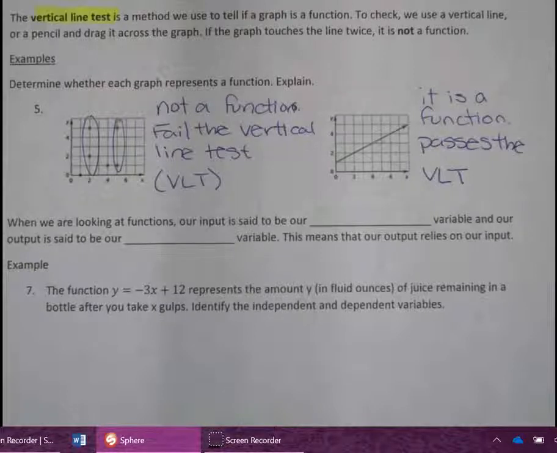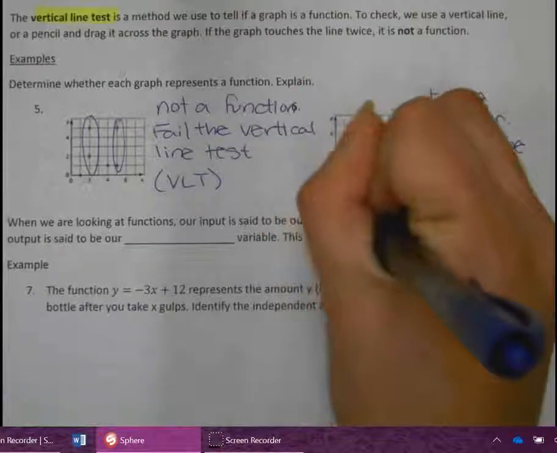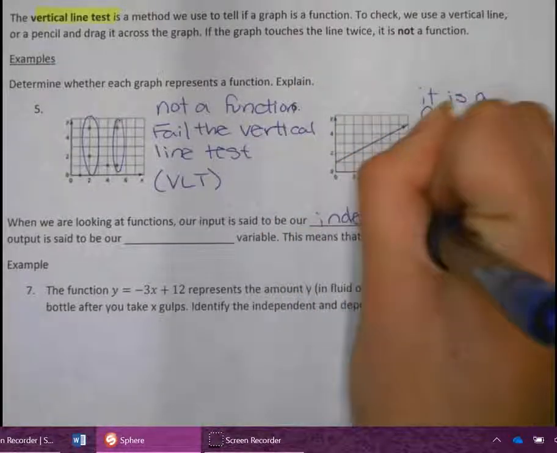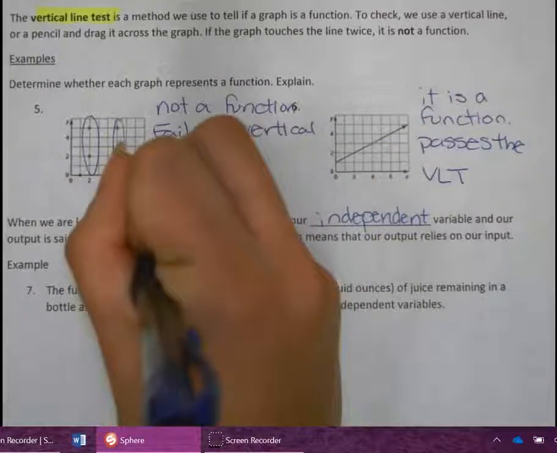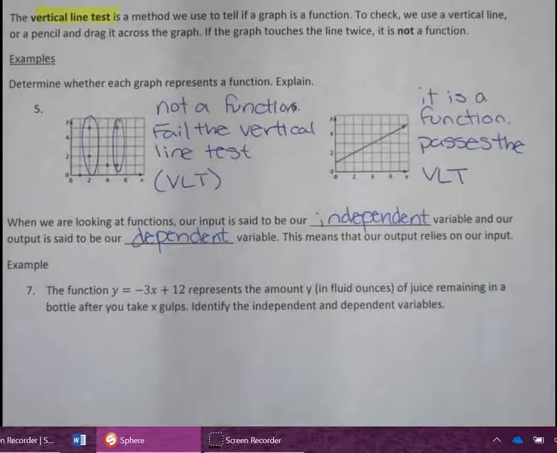Okay. The last thing we're going to talk about is independent and dependent variables. So our input is our independent variable, and our output is our dependent variable. What this means is our output relies on our input. So whatever we plug in, our output is determined based on that.